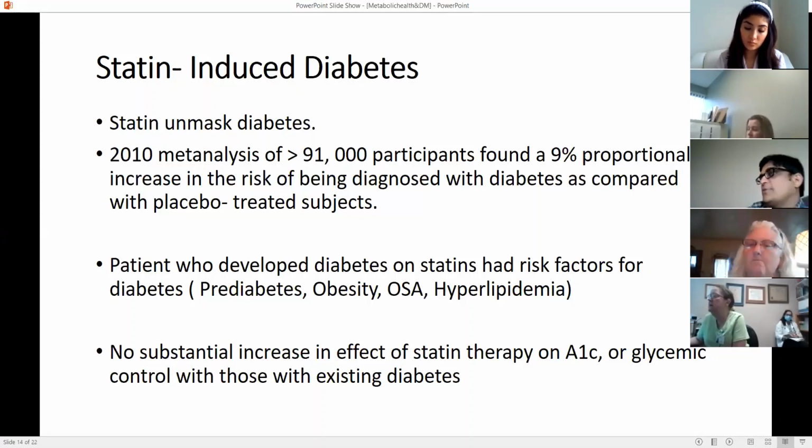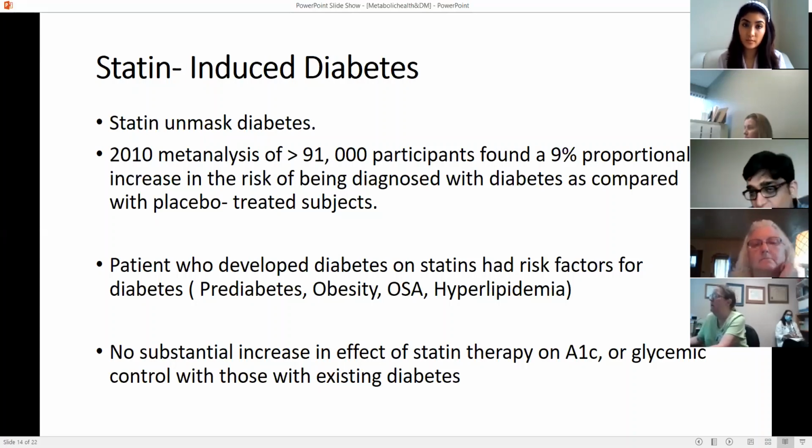So is it just because of the statin they developed diabetes, or was it just the disease course that they developed diabetes? They were obese. Some of them were morbidly obese. They had obstructive sleep apnea, and they of course had a high cholesterol panel. So these were patients who were most likely destined to develop diabetes. So it's not that the statins made them have diabetes; it just unmasked their diabetes.